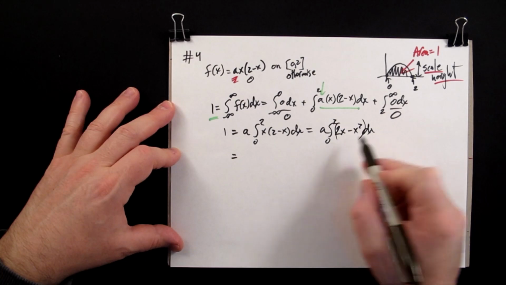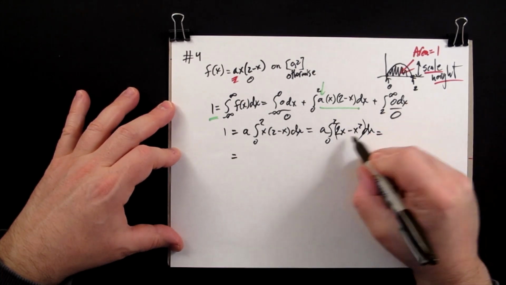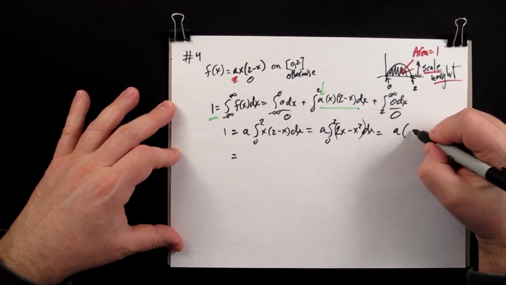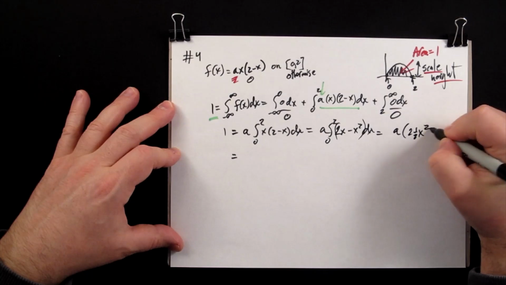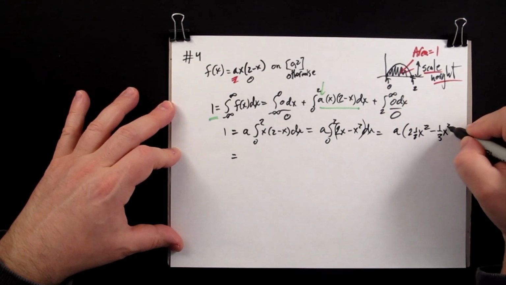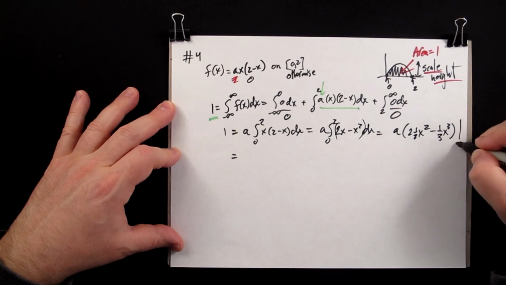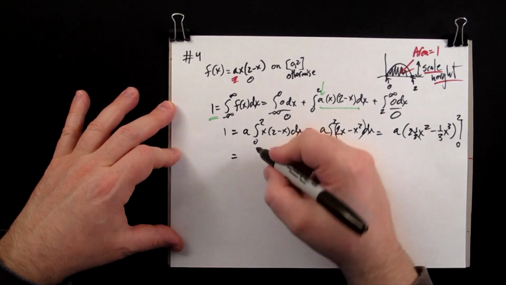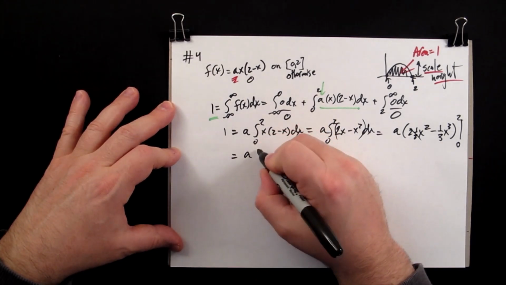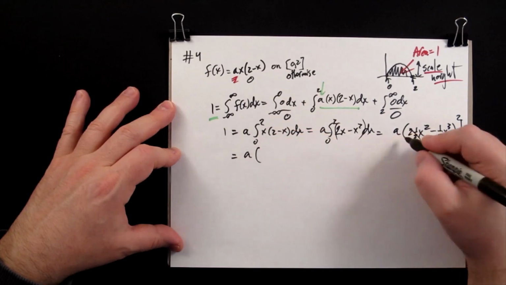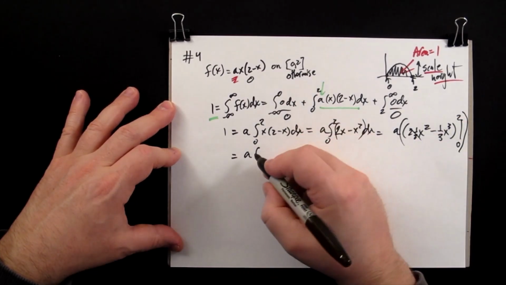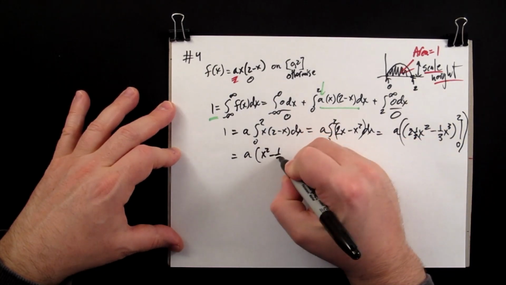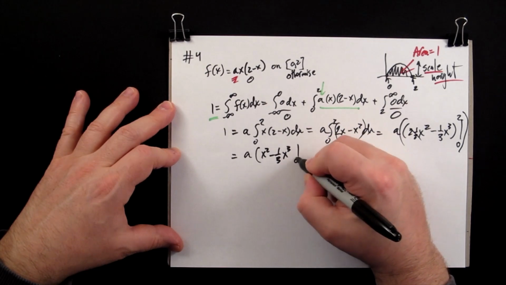Okay, and so the antiderivative for this is going to be a times 2 times 1/2 x squared minus 1/3 x cubed. And we need to evaluate that from 0 to 2. So that cancels to give x squared minus 1/3 x cubed. So we have a times the result of that. So this is going to be x squared minus 1/3 x cubed, evaluated from 0 to 2.